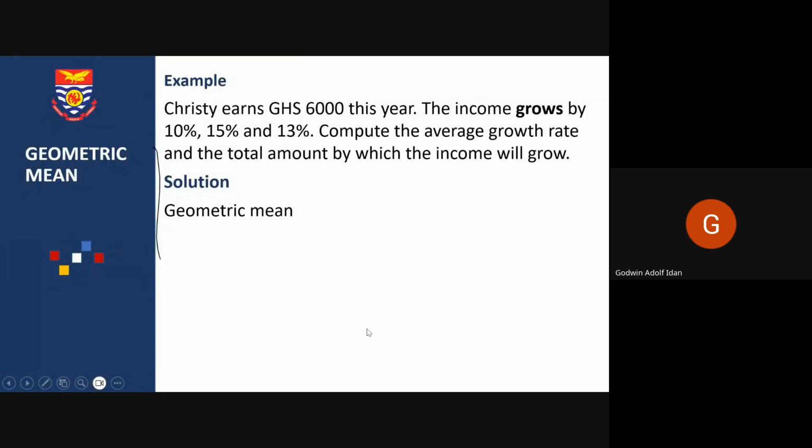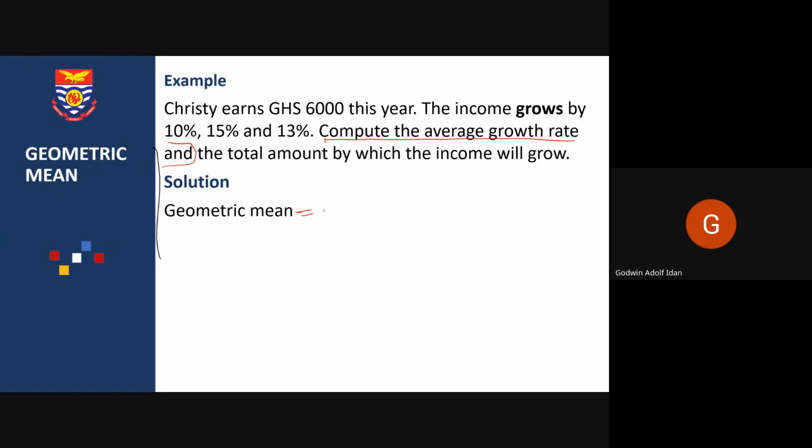Let's try this example. So we have Christy earning 6,000 a year, and the income is growing by 10%, 15%, and 13% respectively. And we are to compute the average growth rate. So the first part of the question says we should compute the average growth rate. So the average growth rate is where we're using the geometric mean.